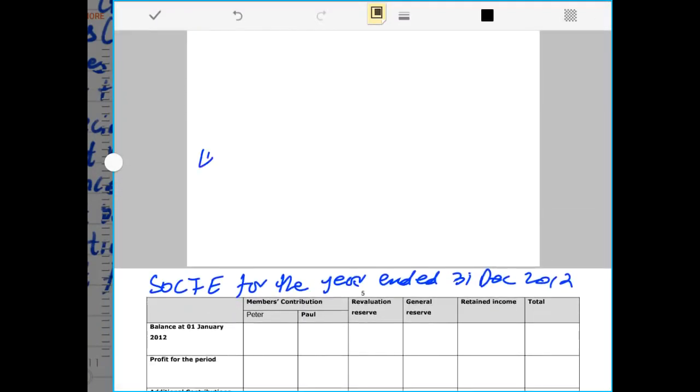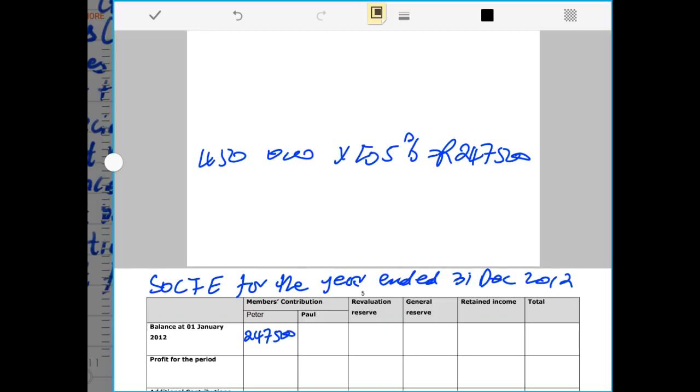Then we do that allocation, and we say 450,000 rands times 55%. When you multiply this, it will be 247,500. And 450,000 times 45% will be 202,500.